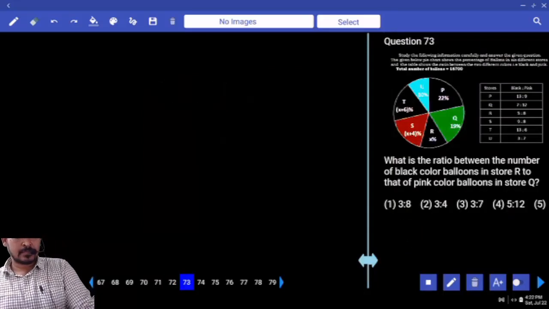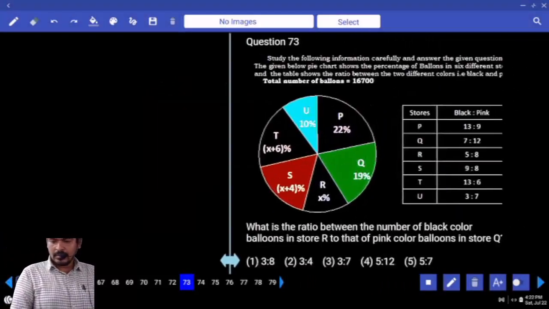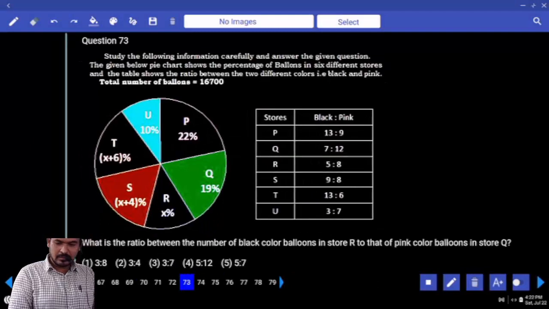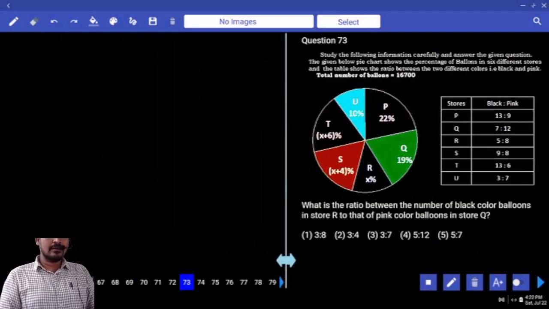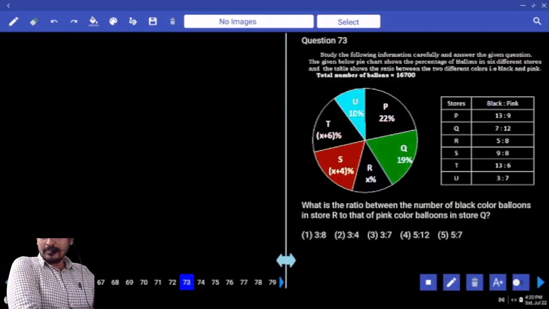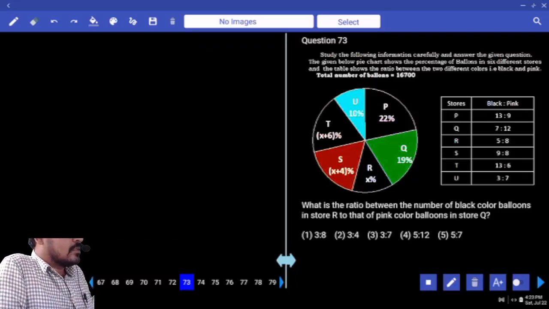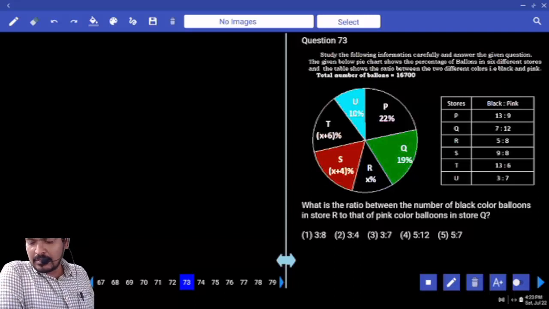73. Let me give clarity on the questions. What is the first one? A table is given. Total number of tables and pie chart are only one table and pie chart. Total number of balloons is how much?